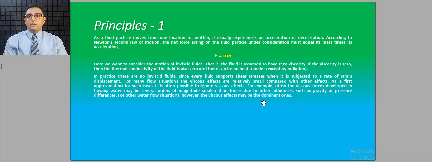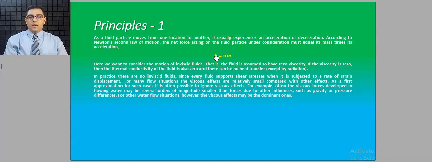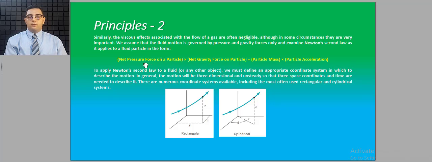Furthermore, there are more important forces to be considered, such as pressure as well as the gravity force. For the liquid and the gas, here we are having an assumption of not considering the viscous effect. But this doesn't mean that they are not important. But in here, as I told you, we are having the same assumption for both liquid and gases. Based on this equation, the net force comes from the net pressure force as well as the net gravity force, which is going to be equal to the particle's mass times the particle acceleration.